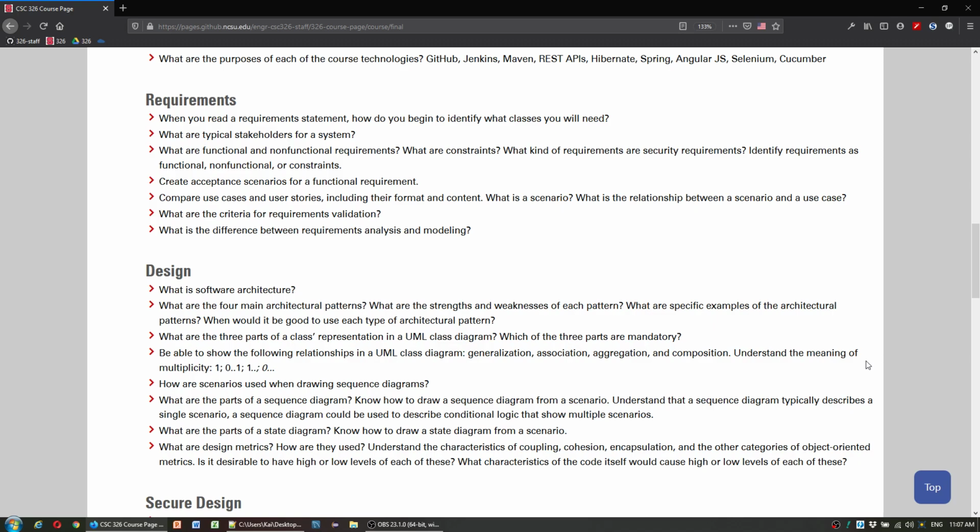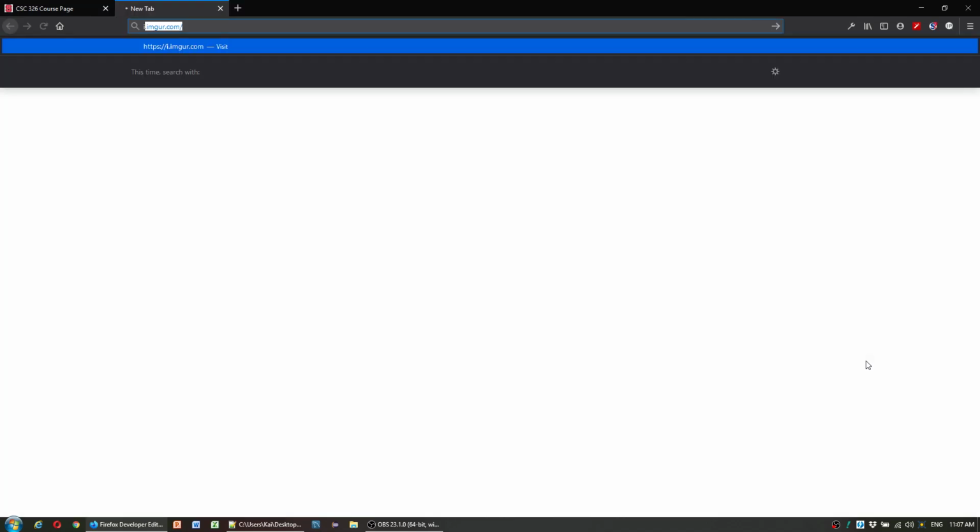Compare user stories and use cases, including format and content. All right. Use cases are what you guys have seen the most at this point, and is what Dr. Heckman is most fond of and what I think I'm most fond of as well.